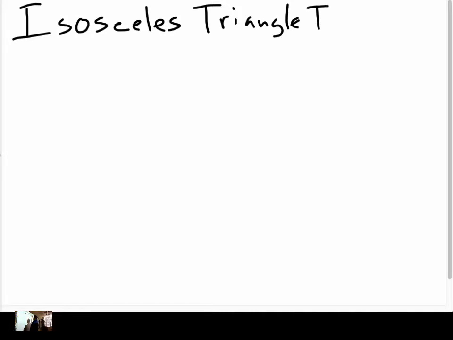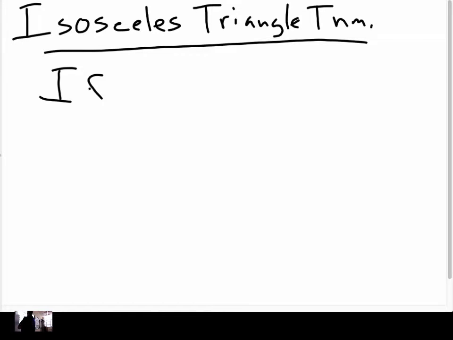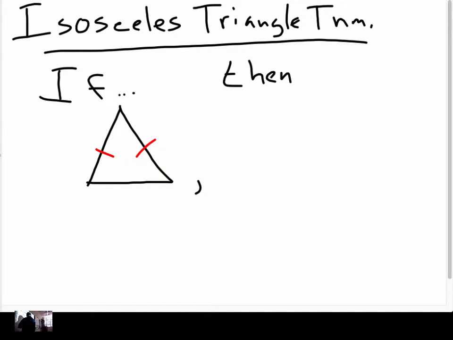The isosceles triangle theorem is this. If I can prove, if I have a triangle that has two congruent sides, then I can prove that the base angles are congruent.